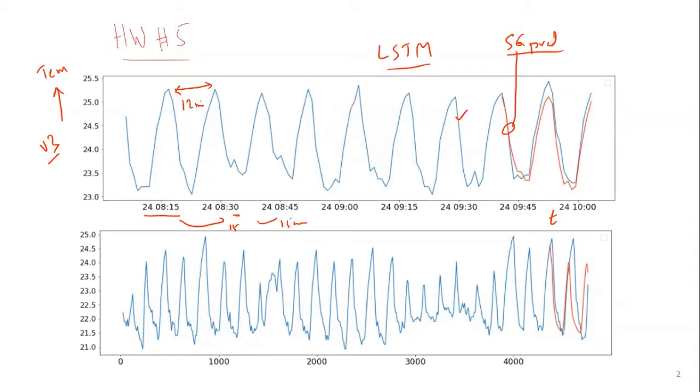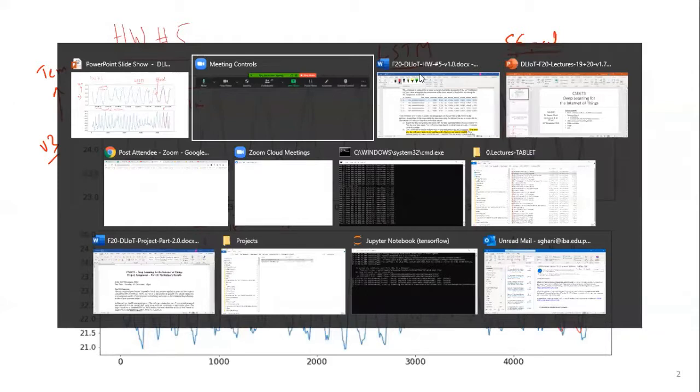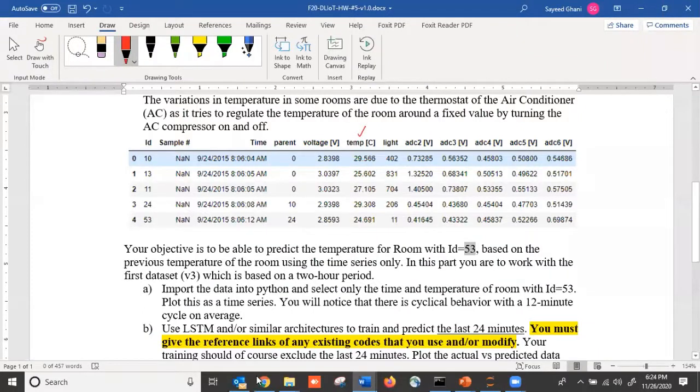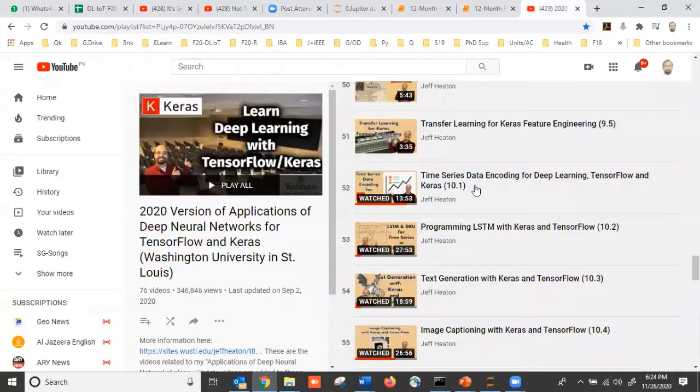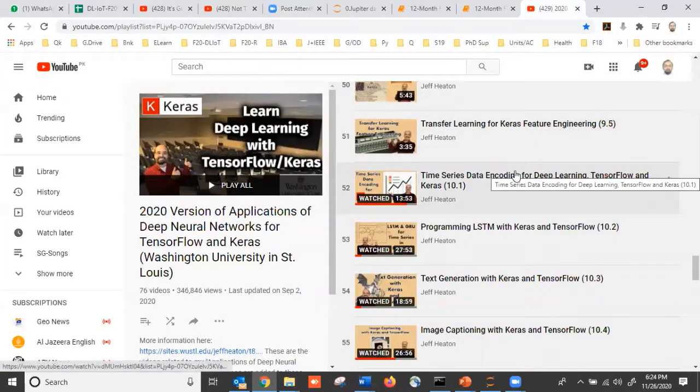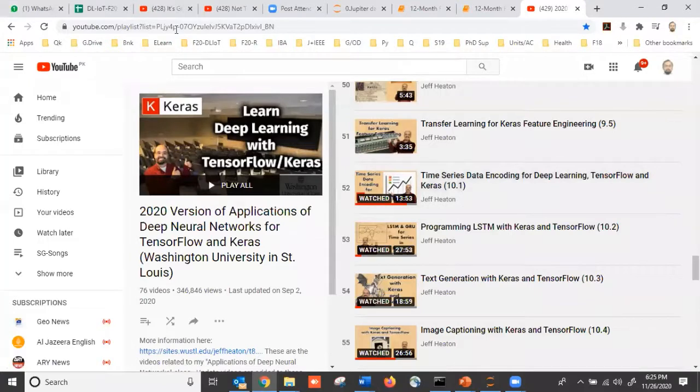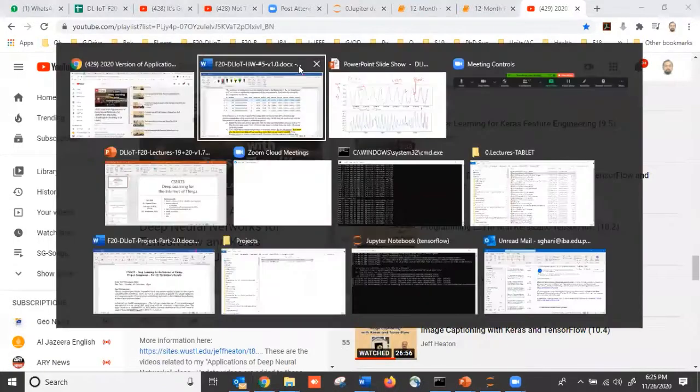We've already covered LSTM. If you want a better idea of how to do some encodings in LSTM, I would recommend that you take a closer look at all of the lectures of Jeff Heaton. In lectures 10.1 and 10.2, he starts talking about LSTM, programming LSTM with Keras. Take a look at that, but that won't necessarily give you the solution.